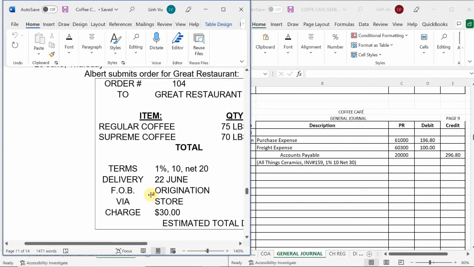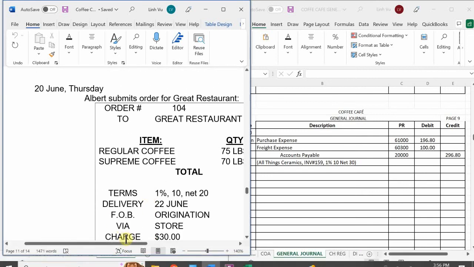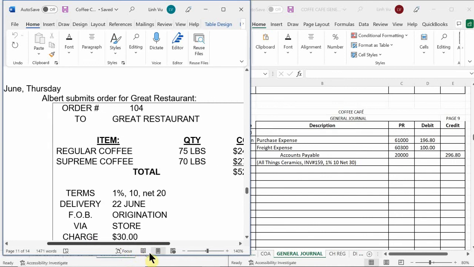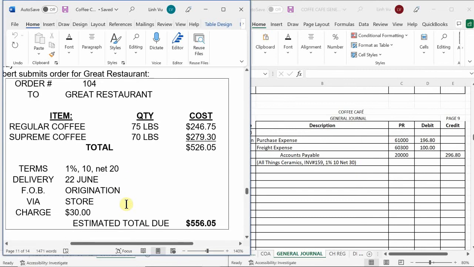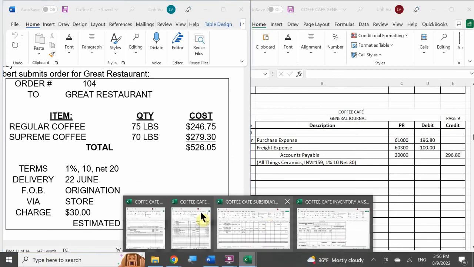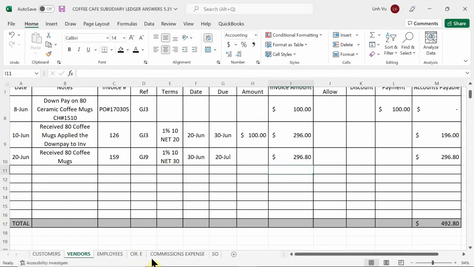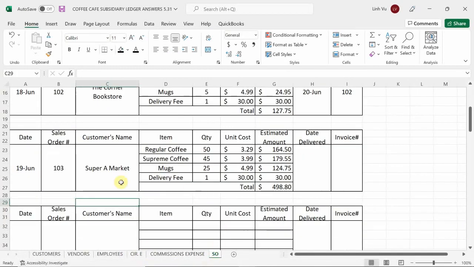Okay, so let's see what Great Restaurant ordered from us. This is sales order number 104. Great Restaurant wants 75 pounds of regular coffee and 70 pounds of Supreme coffee, and we just charged them a delivery fee, so they are going to owe us a grand total of $556.05. Wow. Okay, so let's go ahead and put that into our sales orders.